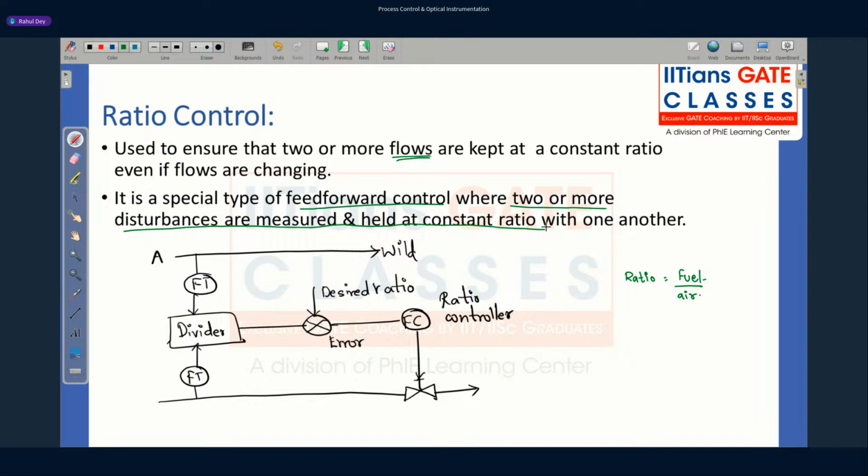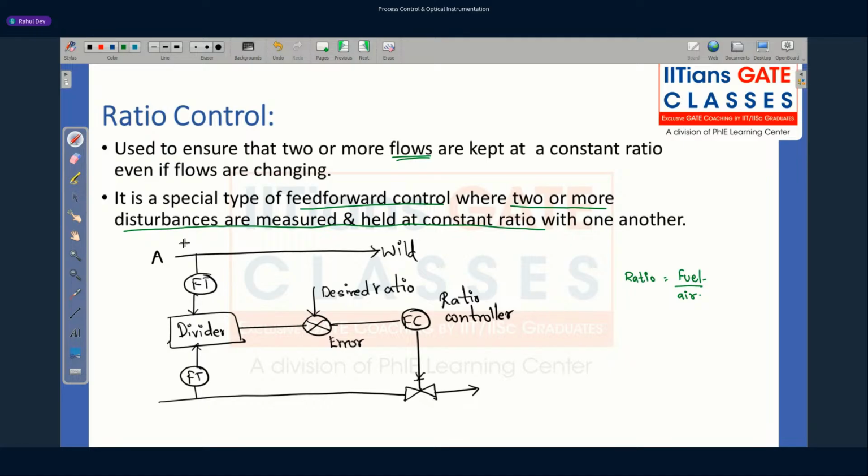Now if you want to maintain a constant speed, you will keep the accelerator at a certain position held constant. At that time, the fuel to air ratio will be maintained at a constant ratio, or the fuel flow will be constant. Due to that, air inside the engine will also be constant. So basically in ratio control, we are keeping the ratio of two or more fluids or flows constant.